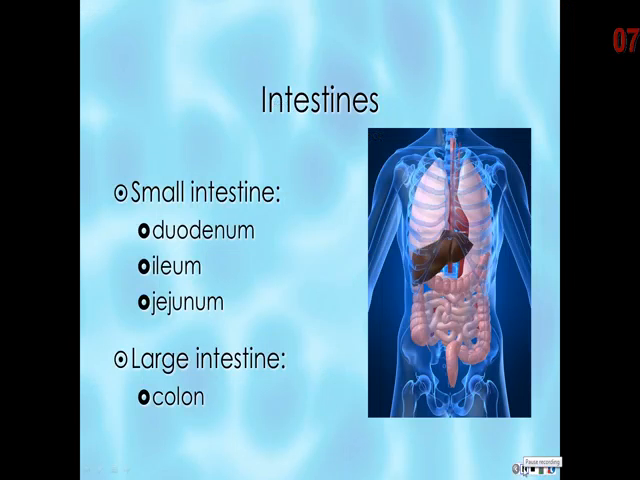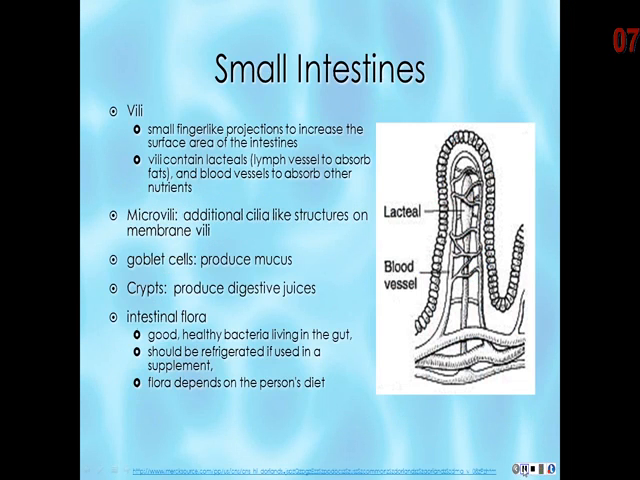There are 3 parts to the small intestine: the duodenum, ileum, and jejunum. The large intestine is also known as the colon. Inside, the small intestine is lined with finger-like projections called villi. These help to increase the surface area of the intestines, which is important since this allows absorption to take place.